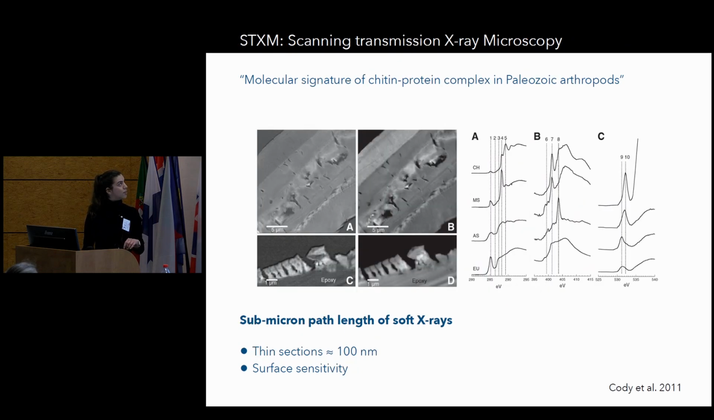And then we have STXM, which became a bit of a trend in the last years. It's a soft X-ray technique, and that means that we have to prepare thin sections of 100 nanometer thickness, which is usually difficult. It also means that we have to do selective sampling. So comes the question, where do we sample from?